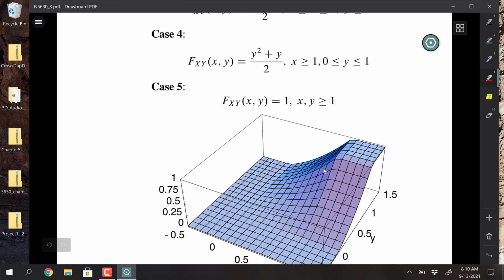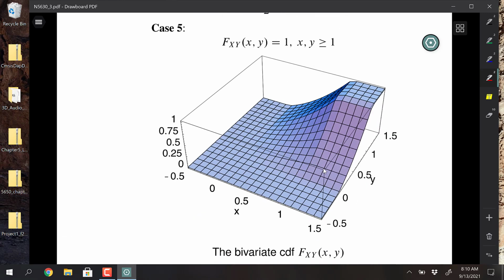And then if you draw the picture again, you've got these regions that are showing up. When both x and y are less than 0, then you're sitting on the ground floor. You're sitting at 0 in that region.